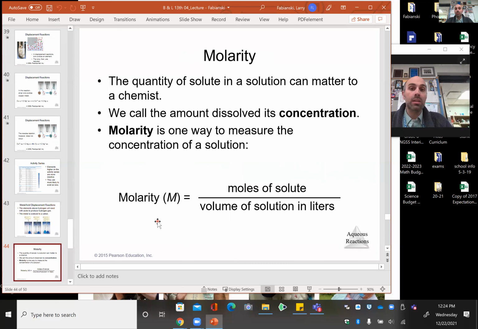The quantity of solute in a solution can matter to a chemist. If we want something that's highly concentrated, we have to look at its molarity. We need some way to measure concentration, and that's molarity. We call the amount dissolved its concentration. Molarity is one way to measure the concentration of a solution. There are other ways, like molality, percent by volume, or percent by mass, and normality is another one, but molarity is probably the most common.